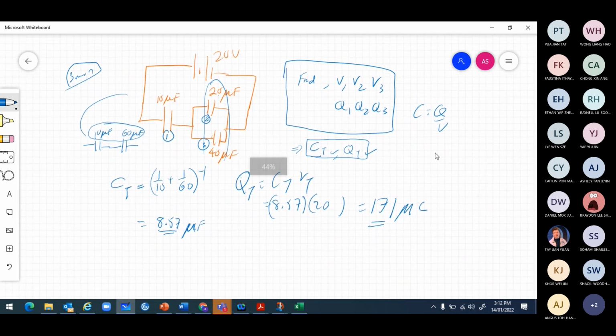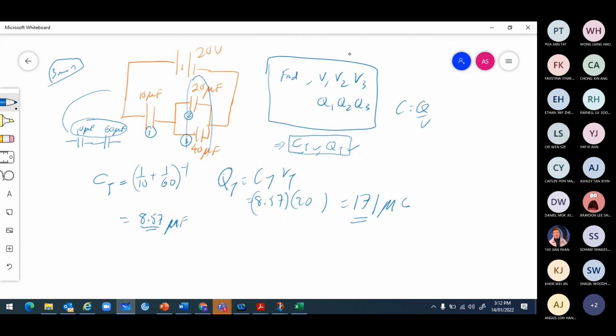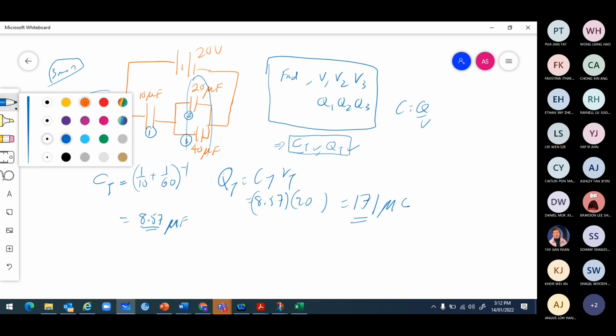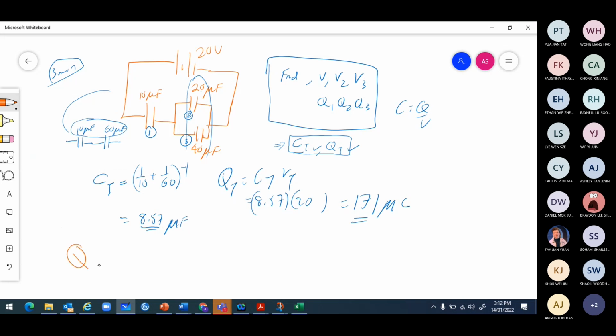Okay, now let's look at what we need to find: Q1, Q2, Q3, V1, V2, V3. Which can we find first? Which quantity do you think is easiest to find first? You know the total charge is 171 microcoulomb. Q1, very good. You should be able to find Q1 first, right?